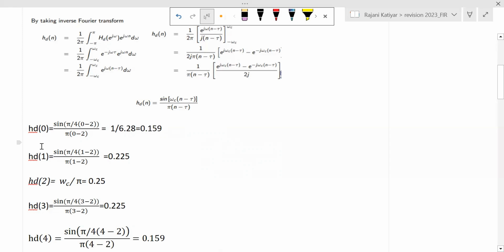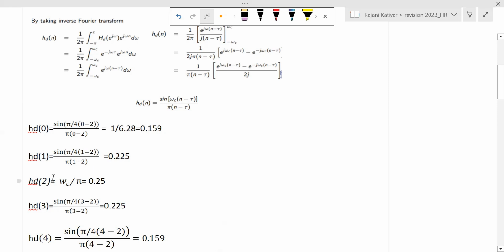We will proceed further and we'll be reaching for the filter coefficient when small n is equal to 1. So HD1, again we'll be substituting in this equation HDN, that is sine of omega c, small n is equal to 1, so 1 minus tau upon pi, 1 minus tau. If you simplify further, this equation is reaching to sine of pi by 4 by pi, that is 1 upon root 2 pi, and you can simplify and look into the value, that is 0.225.